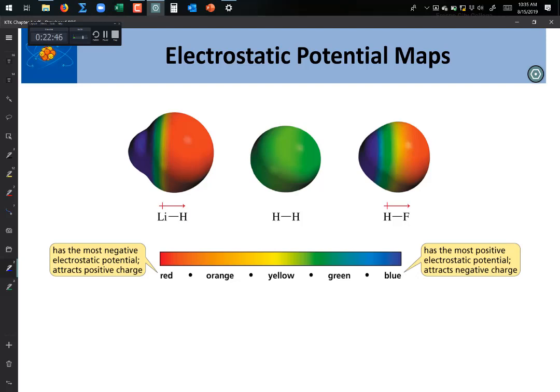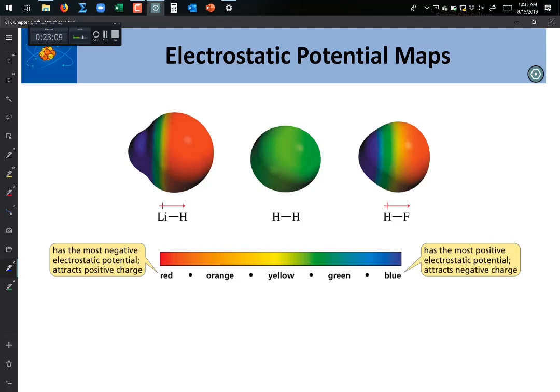And then if you go on this end, this is blue, right? That's the least electron-rich or most positive part of the molecule, and it's attracted to negative charge. So blue is positive, right? Red is negative. And green is neutral.